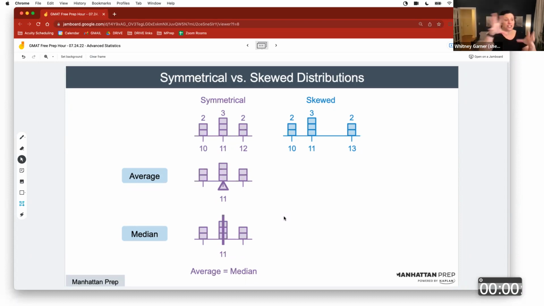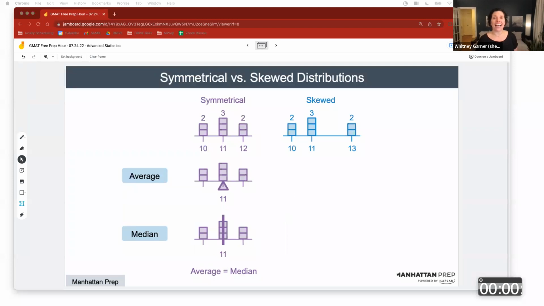Once I end up in a skewed distribution, instead of having 2 at 10, 3 at 11, and then 2 at 12, I now kick out 2 further. I now send these over to the right, and these are what we would call outliers. If I had kept my 10, 11, 12, all of that would have sat nice and neatly, but now I've slid the 12 out towards the 13. So that's going to be my outlier.